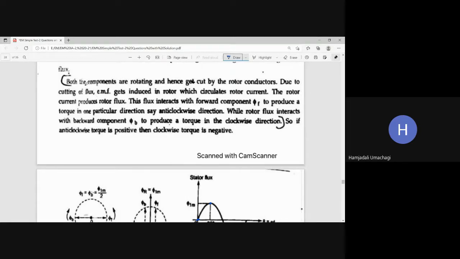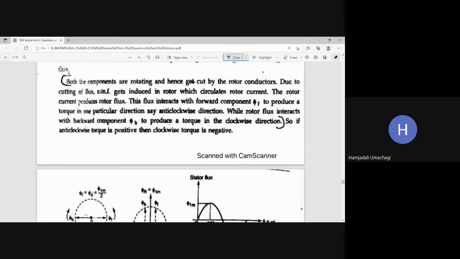Because of that, let us see what will happen now. Both the components are rotating and hence cut by the rotor conductors. Due to the flux cutting, generating action will take place. Generating action means EMF, or voltage, gets induced in the rotor, which circulates rotor current. We know that the rotor is short circuited on both sides. Because of that, it has a closed path.